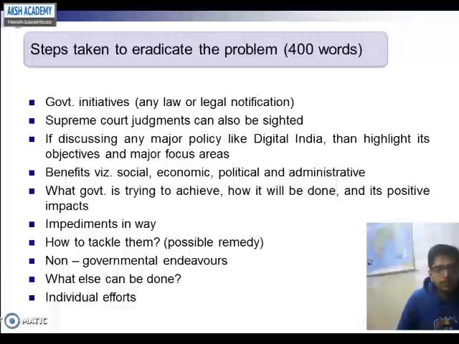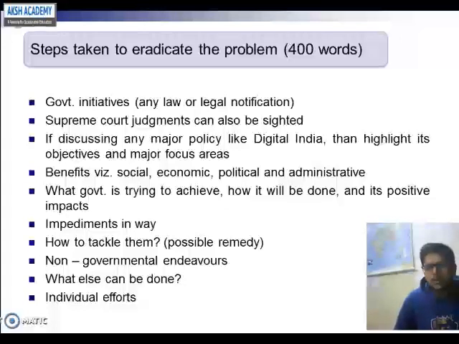Benefits means social, economic, political, and administrative. What will be the gain for society? What will be the economic gain? What will be the political gain? And what will be the administrative gain? Try to cover a holistic aspect: what the government is trying to achieve, how it will be done, and its positive impacts.